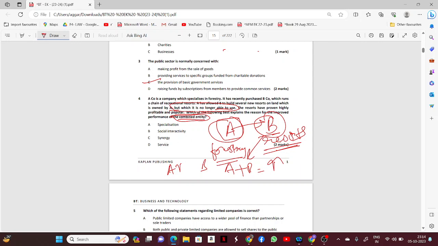So wherever a combination or combined entity comes, it is the case of synergy. If you know the definition of synergy, more power is gained when two people or two organizations combine or work together. A was not able to utilize the land, that was its drawback, and B did not have land, that was its drawback. When they came together, they were able to generate a huge amount of profits. So that is the reason this is synergy.